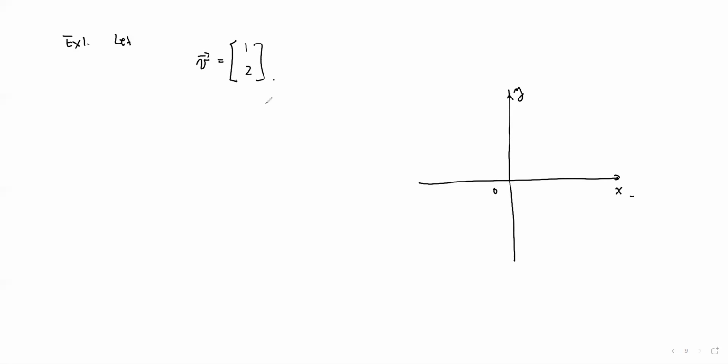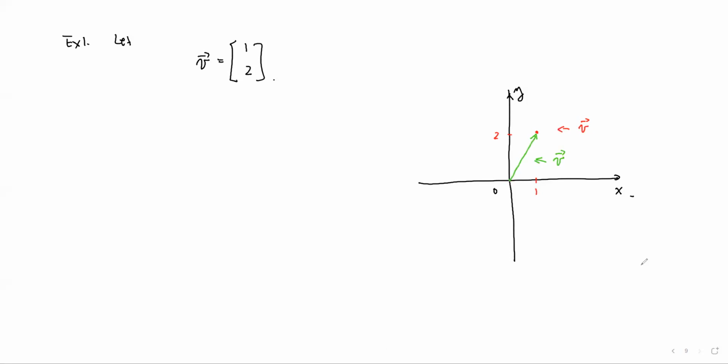recall that a vector is a point, or an arrow. So this vector actually is this point. The X coordinate is 1, the Y coordinate is 2. So 1 here, 2 here. This point is this vector. This is V. Or we can use an arrow starting from the origin and ending at this point. Also, this is V.